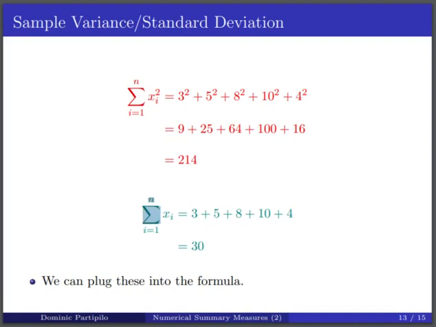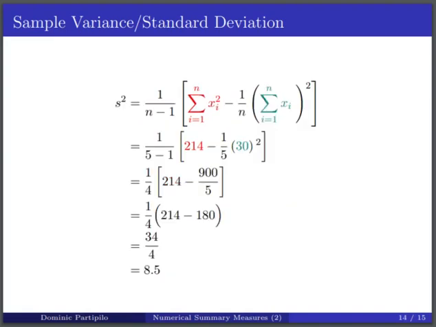And then with this simple sum, remember we've done something like this before. This is just telling us take each of these x values and sum them up. This is about as simple as the sum can get. Remember, our data points were 3, 5, 8, 10, and 4. So when we add these up, we get 30. And now we've taken care of the two hard parts of this formula, and we can just drop them right into the formula.